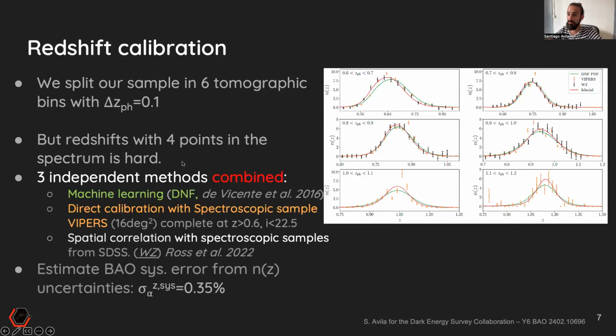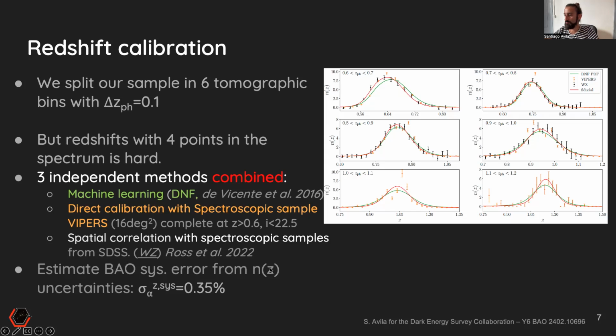This is quite hard, actually. We have different working groups and analysis teams working on this. But eventually, we combine 3 independent methods: one based on machine learning, DNF, by De Vicente et al. Then we have some direct calibration with the spectroscopic samples, VIPERS. And we also do some spatial cross-correlation with the spectroscopic samples from SDSS, and this is WZ, that was done by Ross et al. And each of them gives us different estimations.